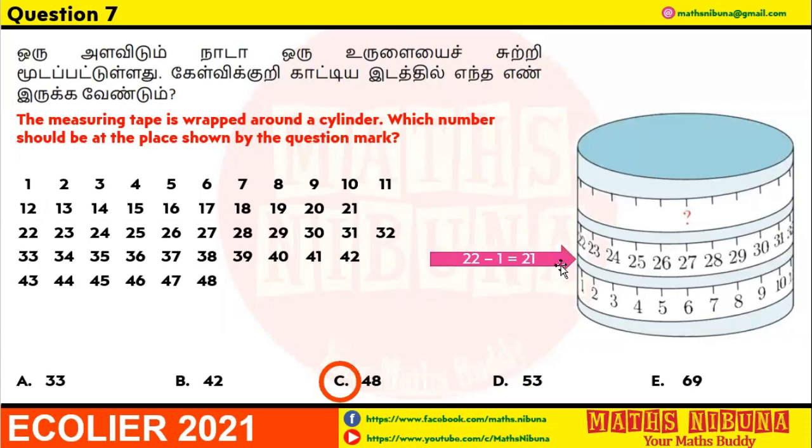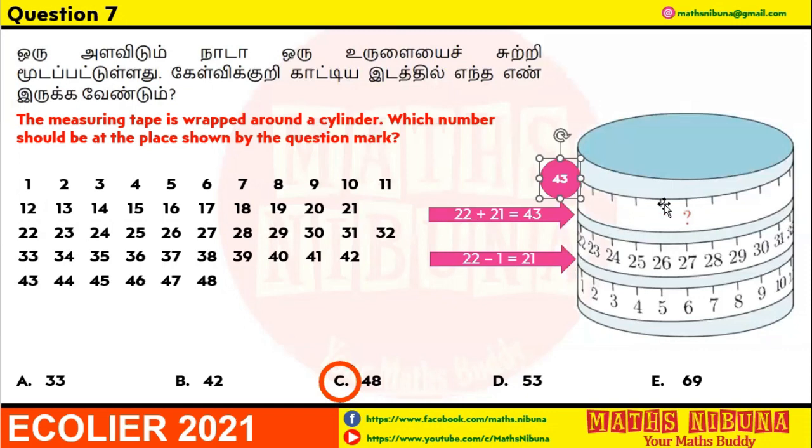And then this one should be 22 plus 21. The difference between these two lines must be the same as the difference between these two. 22 plus 21 is 43. This is another method. That means this number is 43. This one we start at 43, then 44, 45, 46, 47, 48.